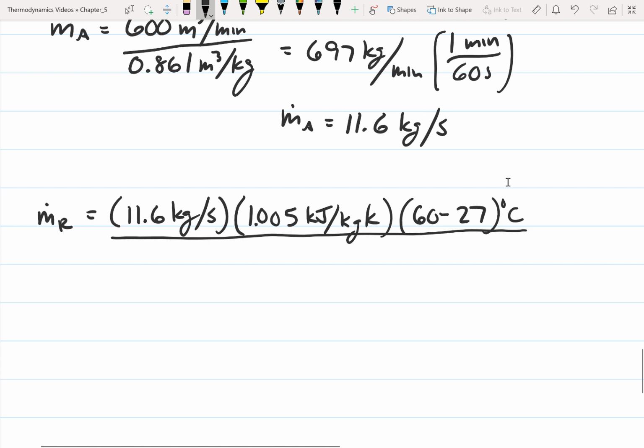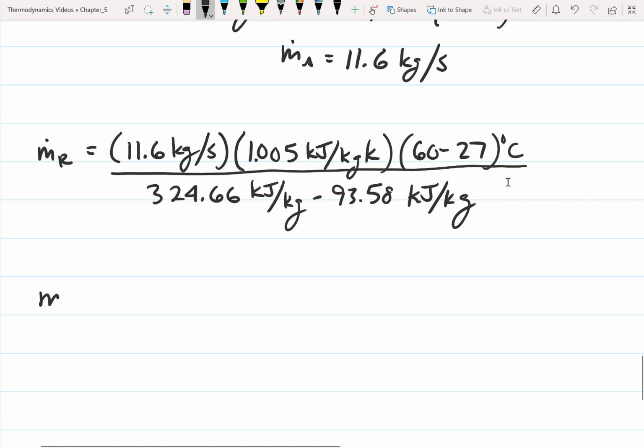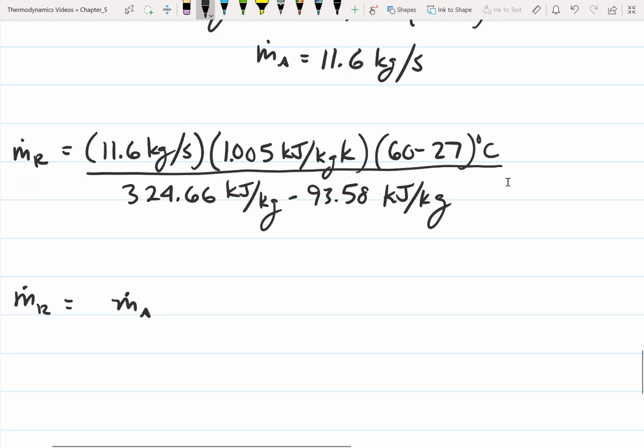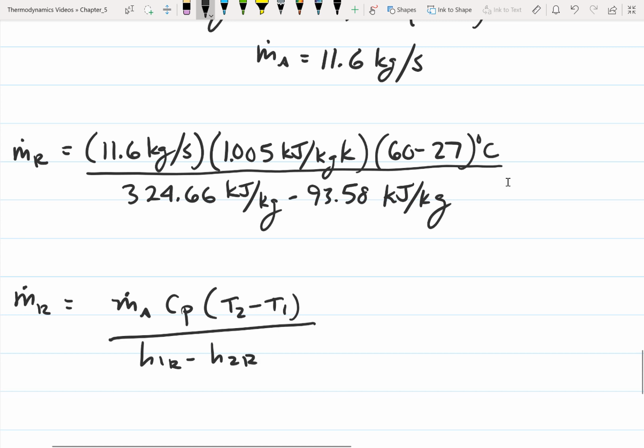So if we're just subtracting them to get the difference, we don't need to convert to Kelvin. And then divided by 324.66 kilojoules per kilogram minus 93.58 kilojoules per kilogram. And just to specify the equation, since it was off the screen, the equation for this is the mass flow rate of the air multiplied by the specific heat multiplied by T2 minus T1, over H1R minus H2R. So this is the equation that I'm solving here.